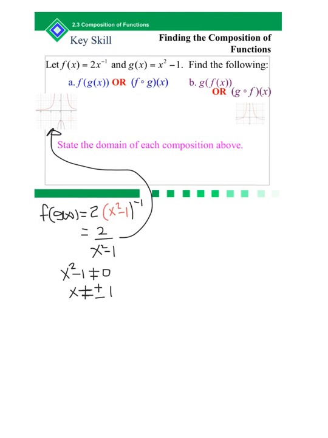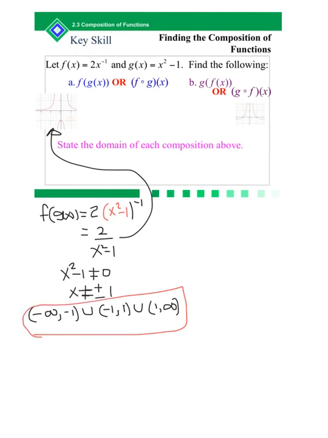So I'm going to write the domain. From negative infinity to negative 1, and then union, from negative 1 to 1. Then remember, it cannot be 1, so then it's going to start from there, from 1 to infinity. So that's going to be the domain of that function.